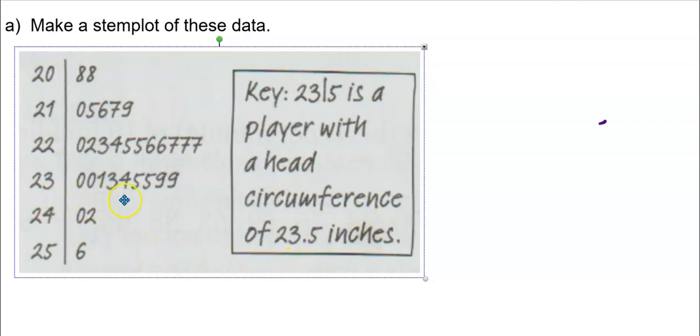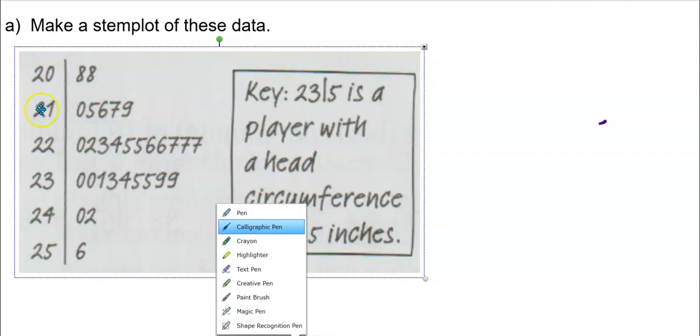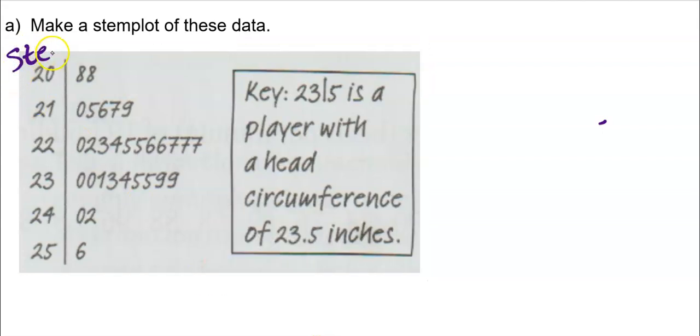So when you see 23.5, that's 23.5. Remember, there's only one leaf. So this is 20.8, 20.8, 21.0, 21.5, 21.6, 21.7, 21.9. So that's my stem and leaf plot. Stems, again, and leaf. And there is only one leaf per stem.